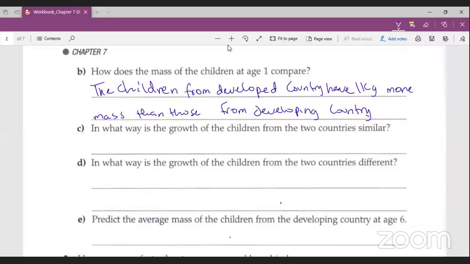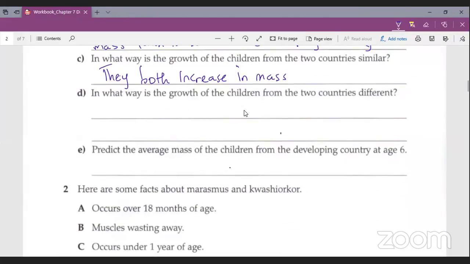As they grow older, the mass increases. Yeah, that's correct. They both increase in mass. Thank you very much, that's a great answer. They both increase in mass. Now the D, in what way is the growth of children from the two countries different?